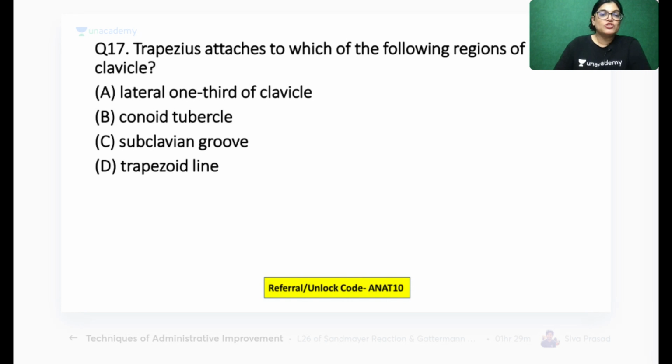Okay. Trapezius is attached to which of the following regions of the clavicle? According to you, which is the correct answer? Trapezius muscle is attached to which of the following parts of the clavicle bone? Whether it is the trapezoid line, the subclavian groove, the conoid tubercle, or the lateral 1/3 of the clavicle. Question number 17, mark the correct answer. Your time begins now.